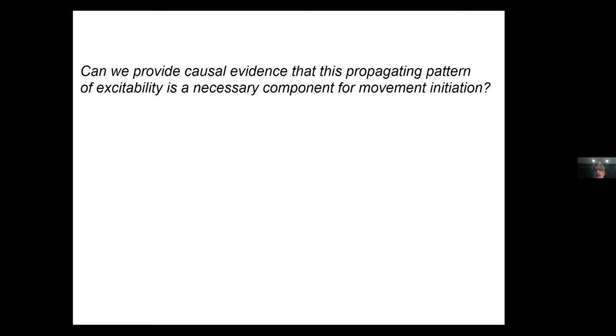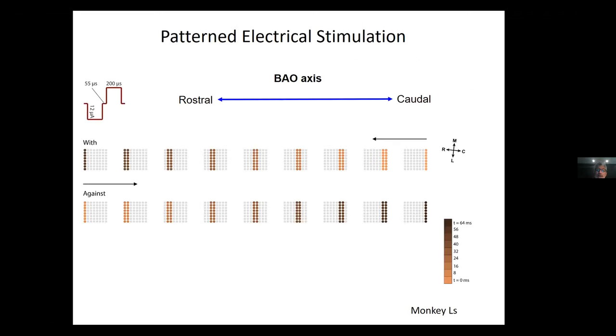And so we think of this propagating spatial pattern really as a pattern of excitability. So can we provide causal evidence that this pattern is a necessary component for movement initiation? One approach we took was to use patterned electrical stimulation across the array.